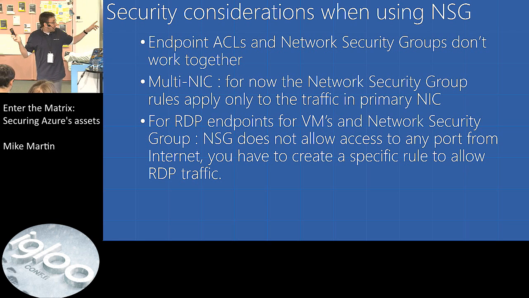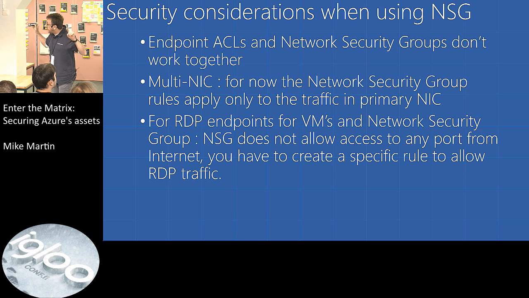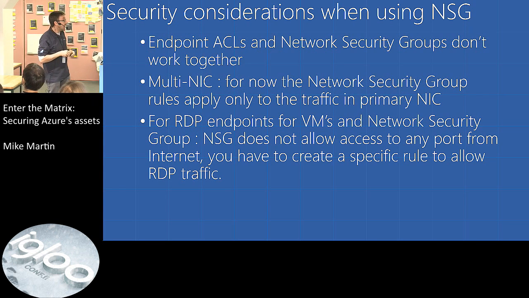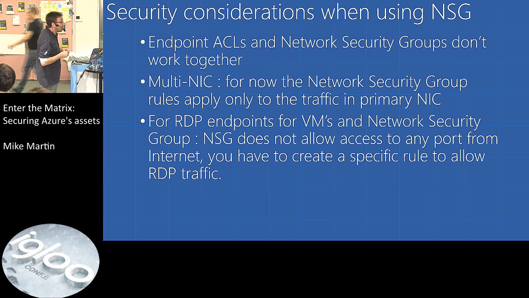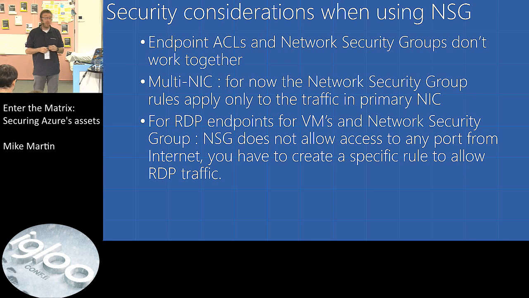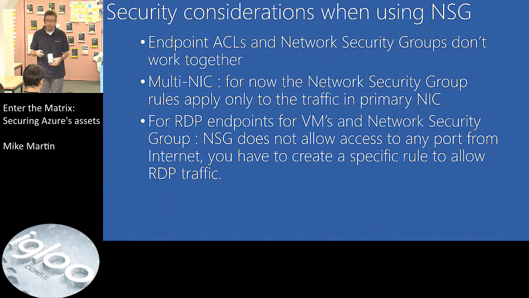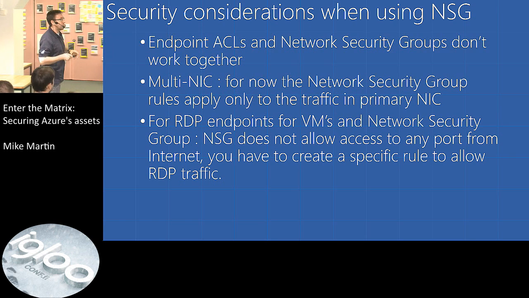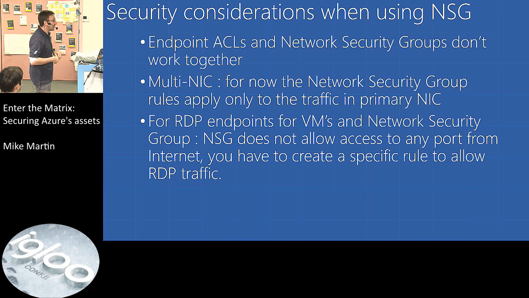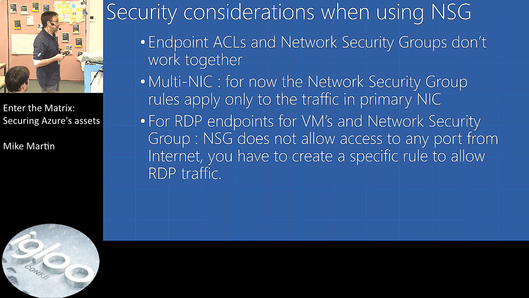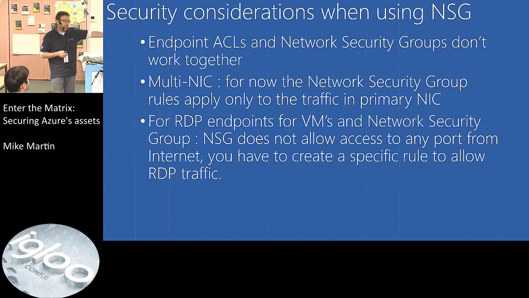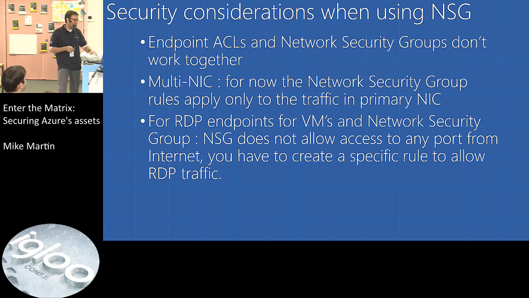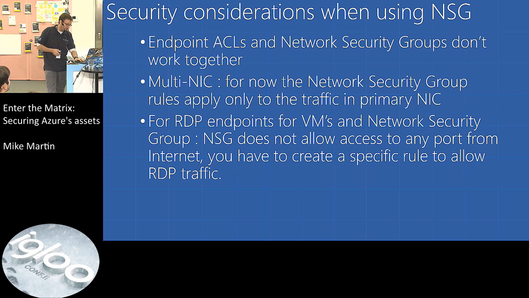As I mentioned, endpoint ACLs and networks, for those still doing ASM, they don't work together. Also for multi-nicking, network security rules can now be applied to multiple NICs. This is an older slide. I always forget to adapt this one, but they can be used with multiple NICs now. And also, as for standard RDP access, the rest of the access to the internet is being revoked.